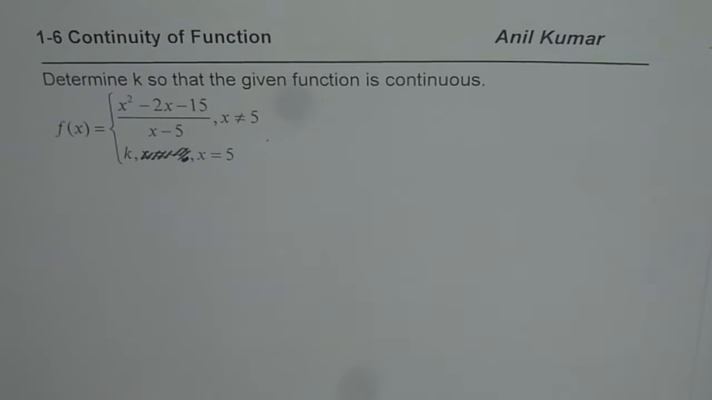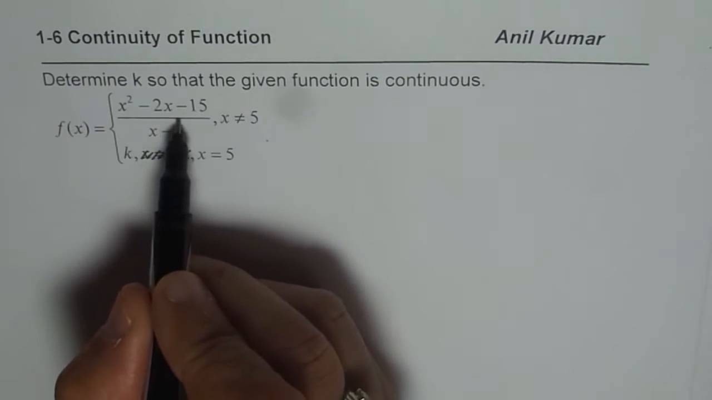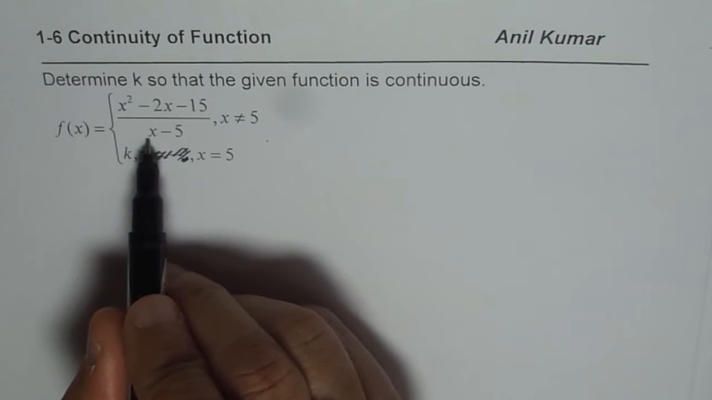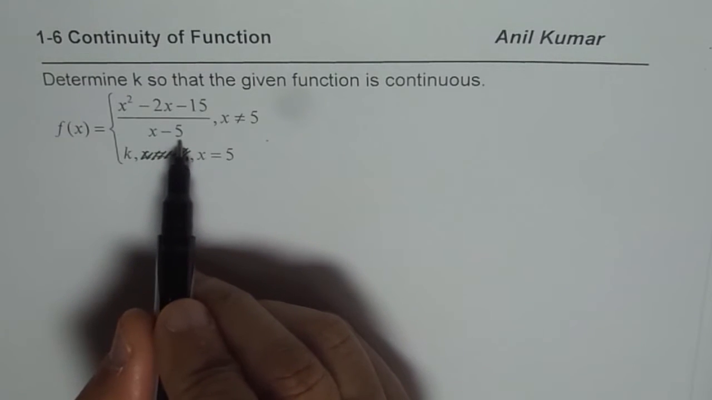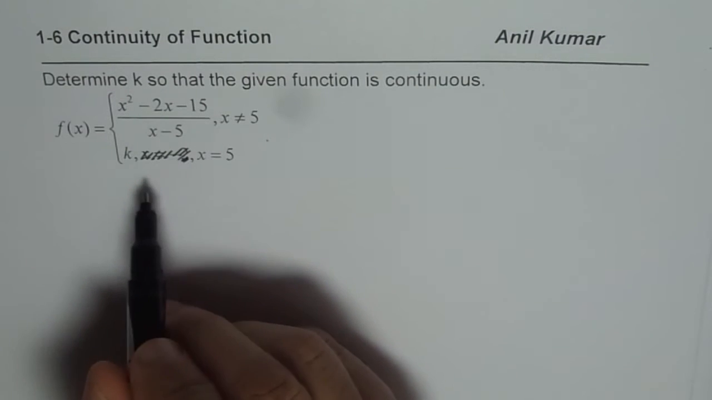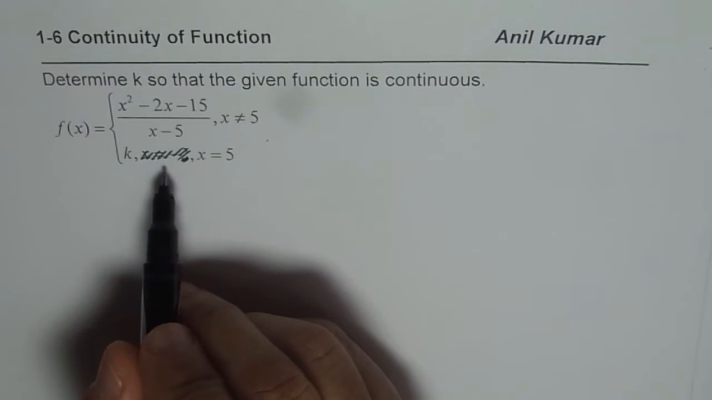So we need to find the value of k which can make this function continuous. Now in such questions, we should see what type of discontinuity we have. If we have infinite discontinuity, that is, if we have a vertical asymptote at x equals 5, then we cannot make it continuous. That can never be filled. But if we have a hole as a discontinuity, then it can be plugged in. So that is the concept.